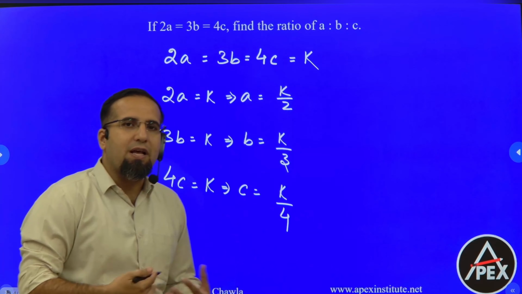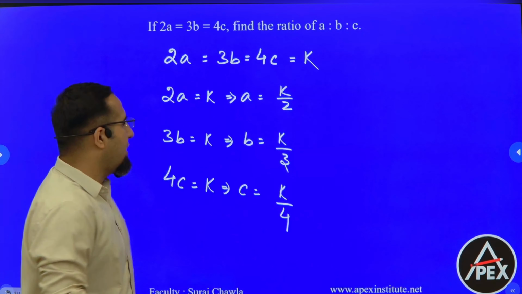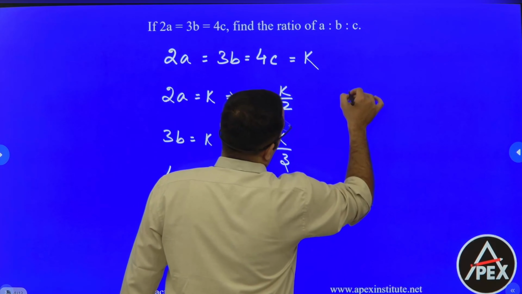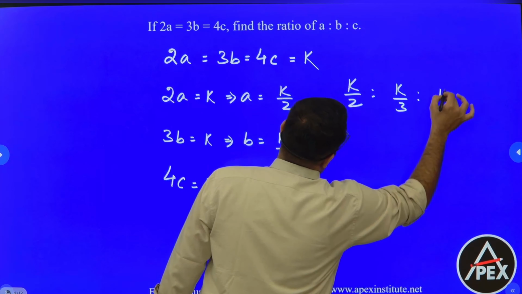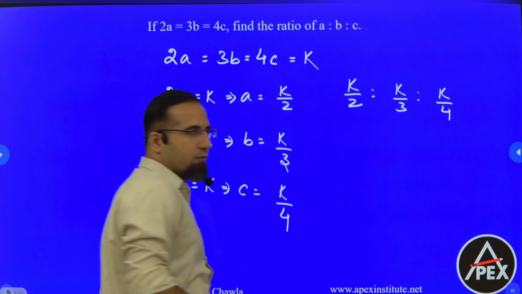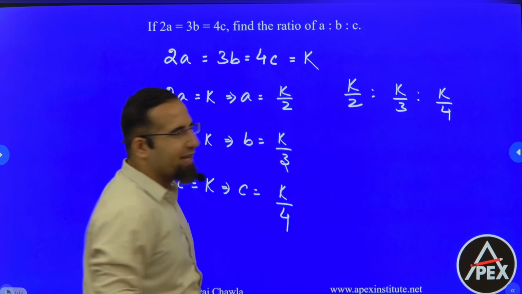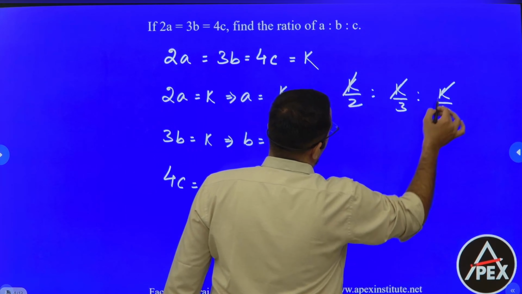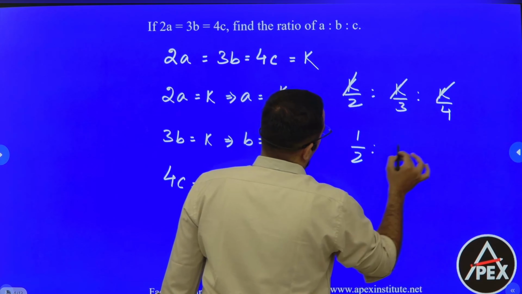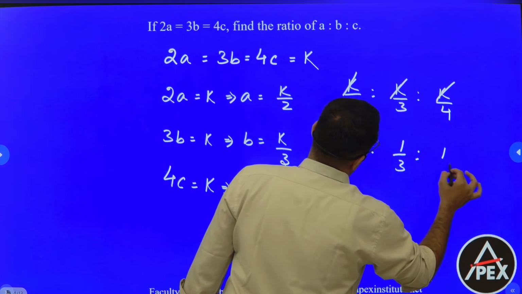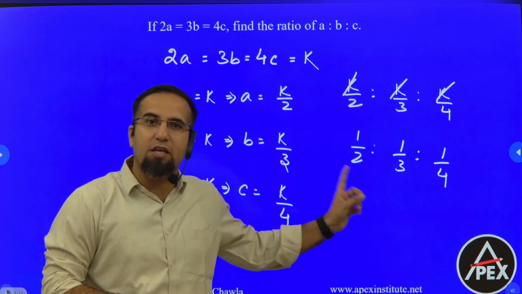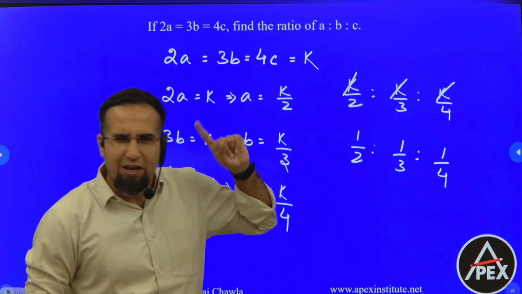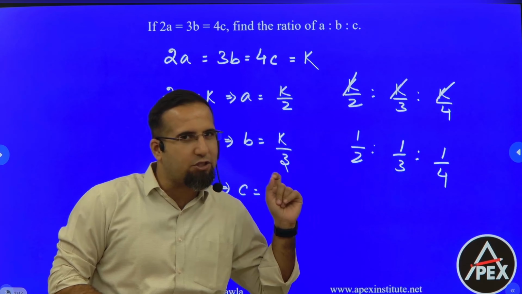Now, if the question is asking us the ratio of a is to b is to c, we can simplify this to be k by 2 is to k by 3 is to k by 4. Clear? Now, k is common, so we can cancel k from all the terms, which means the final ratio is 1 by 2 is to 1 by 3 is to 1 by 4. Now, what do we have here? हमारे पास ratio of fractions है. We learned in the previous slide, how do we simplify ratio of fractions?